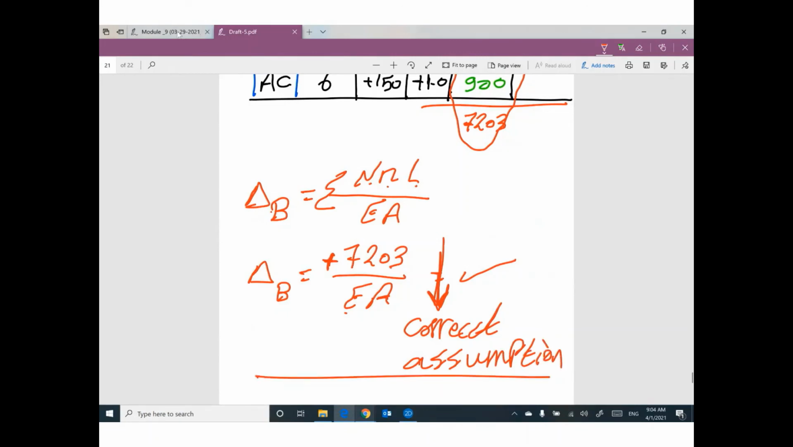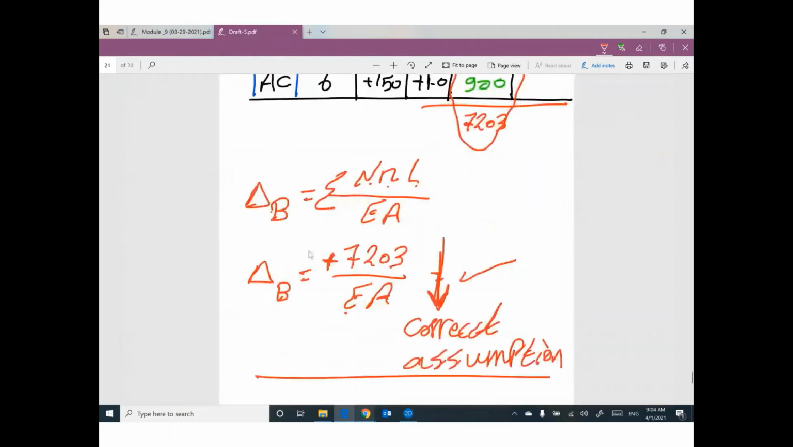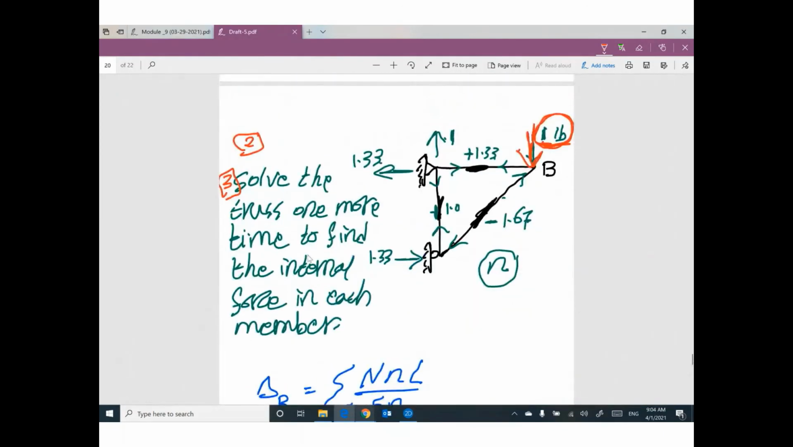So, using virtual work to solve a truss is very easy, but longer. You first need to solve the truss due to the given load. We need to figure out the reactions and do joint equilibrium to find the internal force in each member, which is called capital N. Next step, you need to remove everything. If you remove everything, the reactions will be removed also. And I will put a unit load at the point you are looking for.